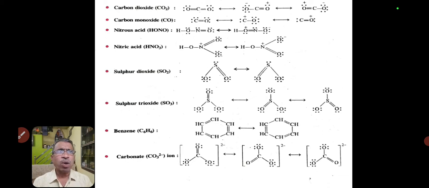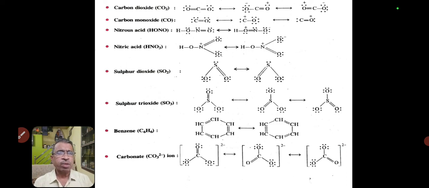In case of carbon monoxide, the resonating structures are given. Here, the positive charge will be on the carbon in one resonating structure and positive charge will be on the oxygen in another resonating structure. Like this, we also have the structures for nitrous acid and also nitric acid. Students, go through these various structures of the molecules and their resonating structures.